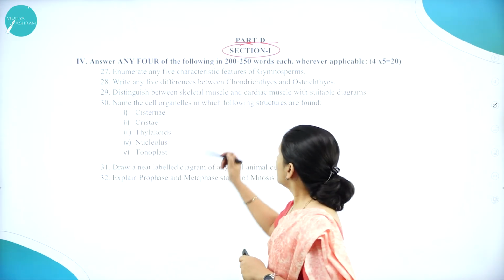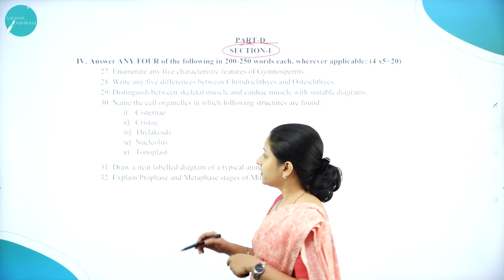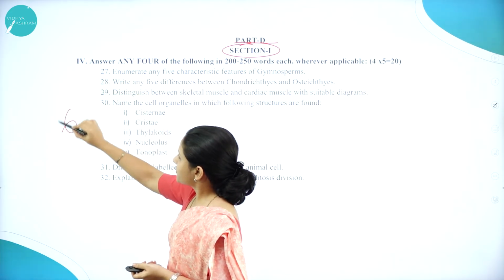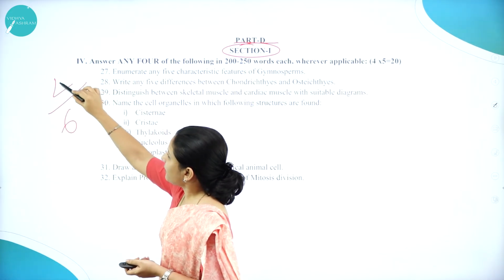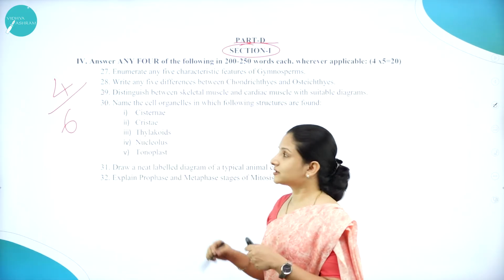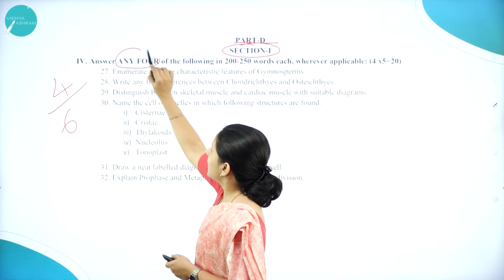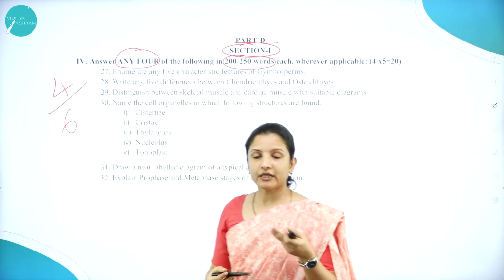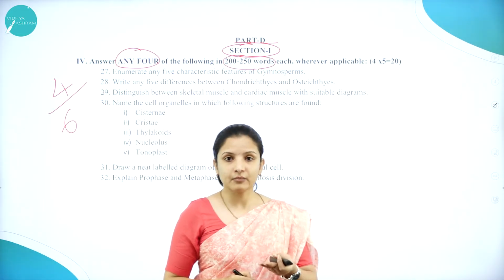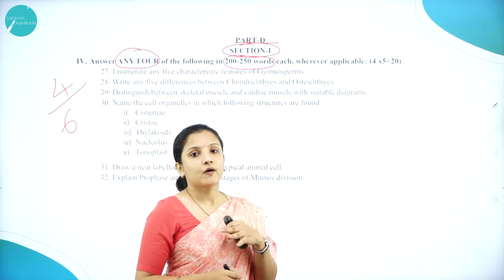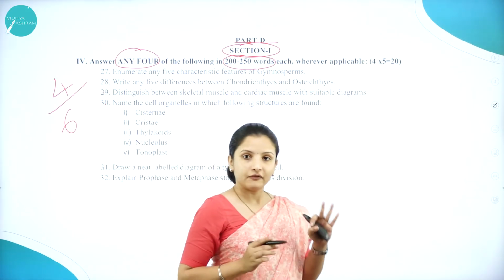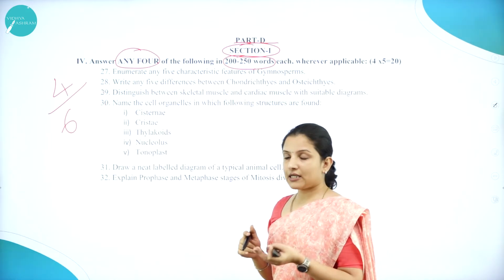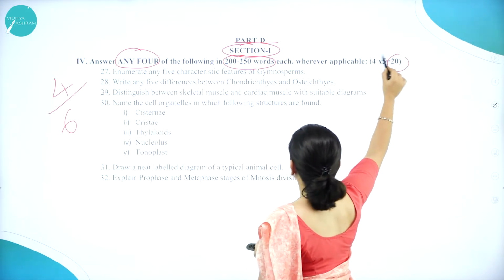Next, moving on to part D, that is section 1. Here there are 1, 2, 3, 4, 5, 6 questions, out of which you have to write any 4. Any 4 out of the 6 questions. So any 4 you can write, in around 200 to 250 words. You have to write a large paragraph or many points, like at least 10 or 8 points. Why? Because it is for 5 marks. And the section altogether carries 20 marks.